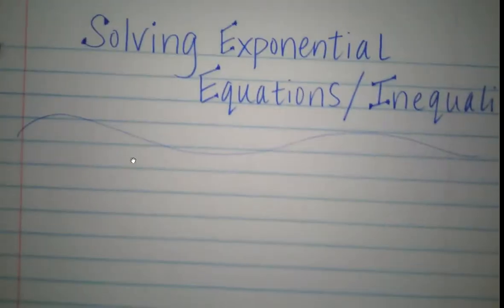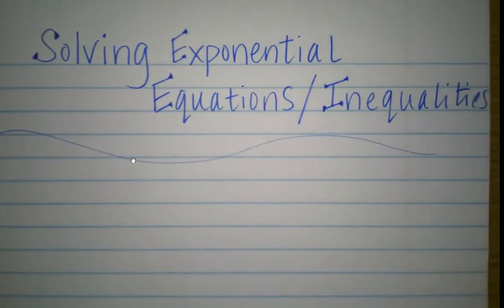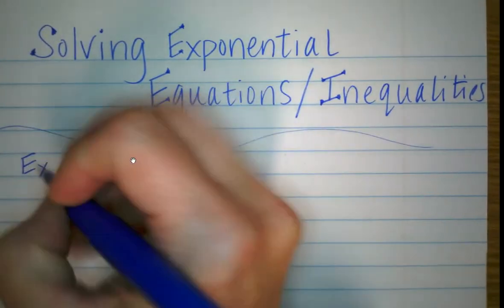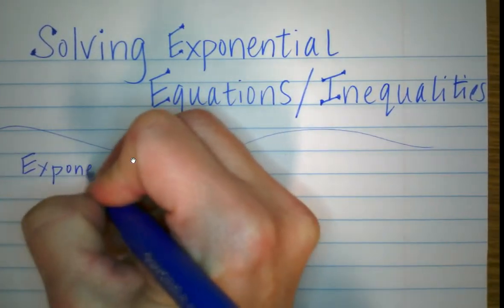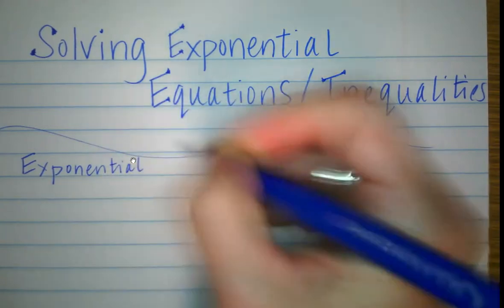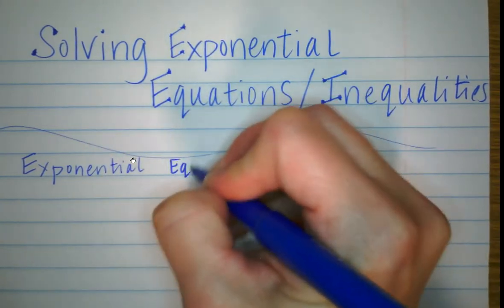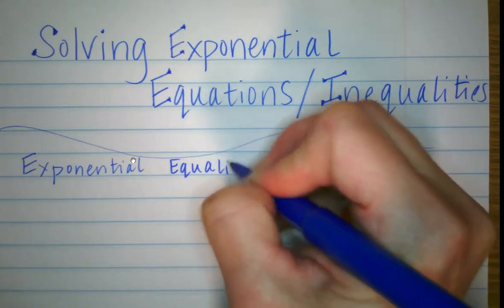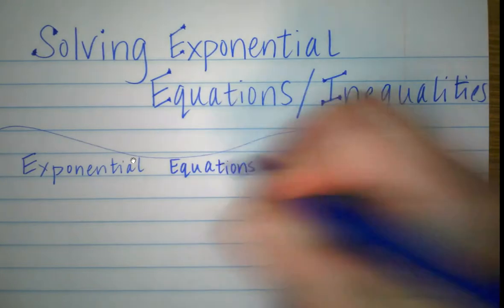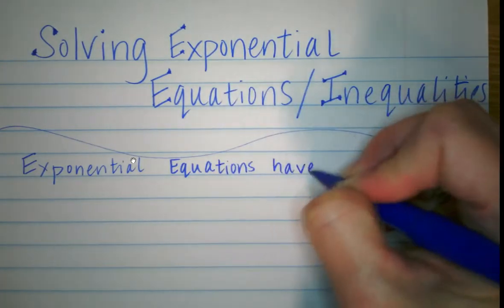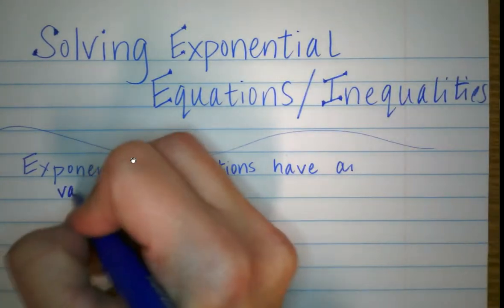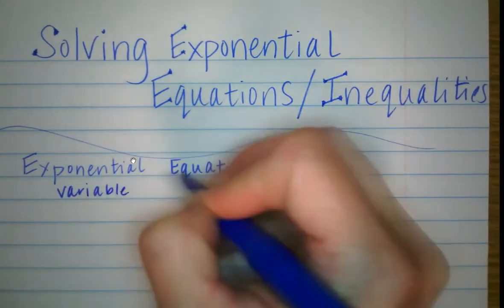All right, so first thing that we need to explain to you is what an exponential equation is. So, an exponential equation means that the exponent is a variable. So exponential equations have, that's supposed to be a variable for the exponent.